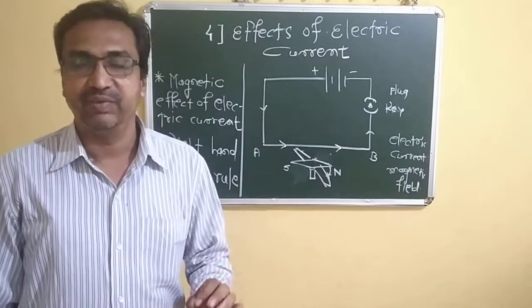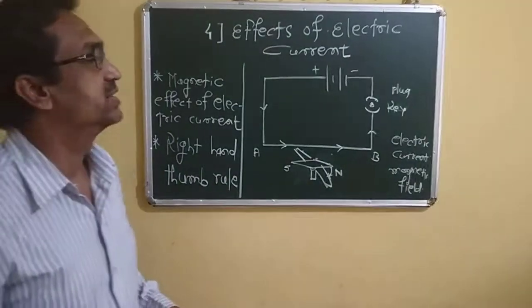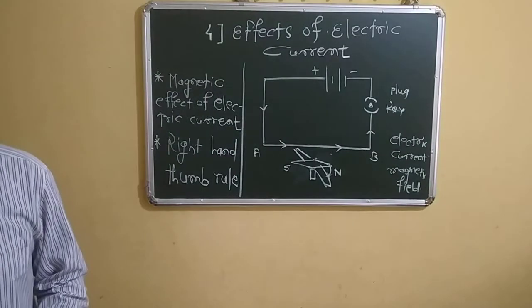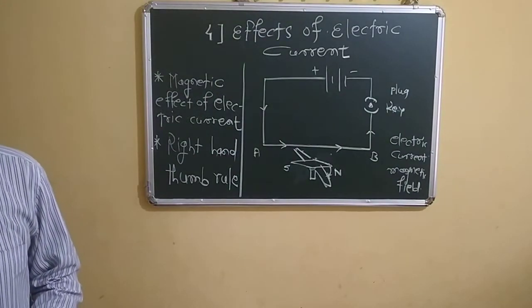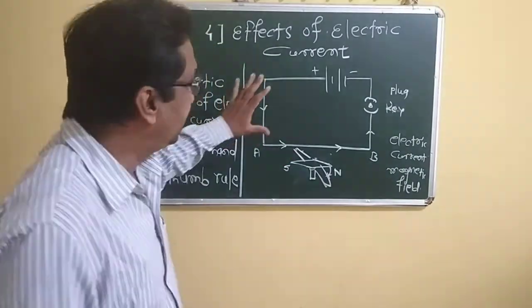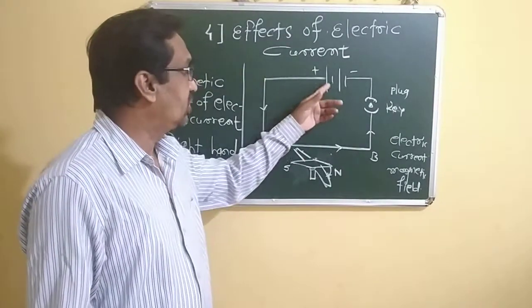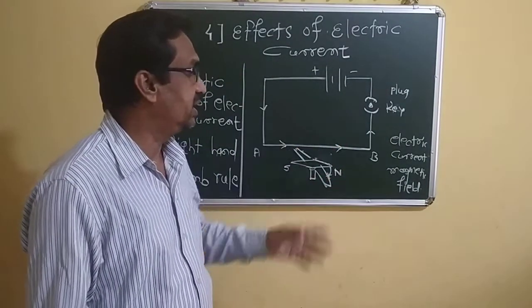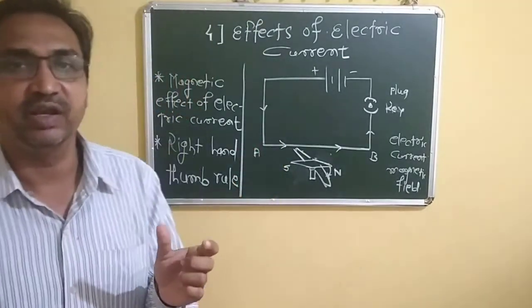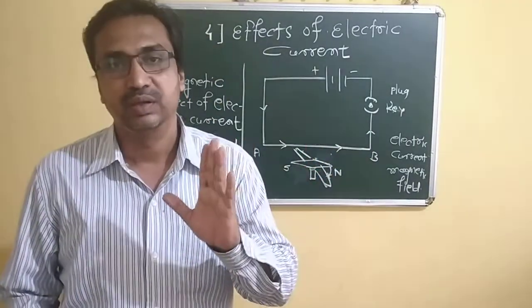Electric current and magnetic field have some sort of correlation, and this correlation was first found by the scientist whose name we have given in our book, Hans Christian Ørsted. At that time he did this activity, taking all the components which we have connected here. He realized that there is a deflection in the magnetic needle when current is passing through the circuit or a conductor.